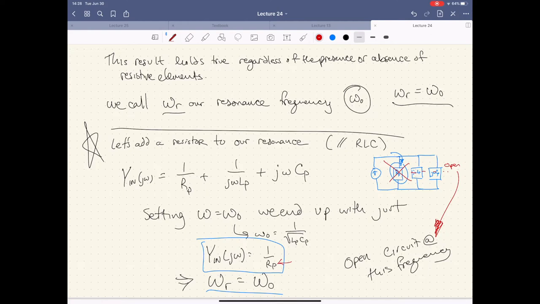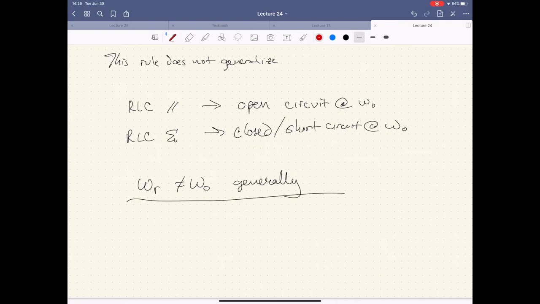So just to recall here, when I had series LC, it created a short circuit. And then for parallel LC, we got an open circuit. Okay? Summary page for all the stuff we just did. And we talked about this already.